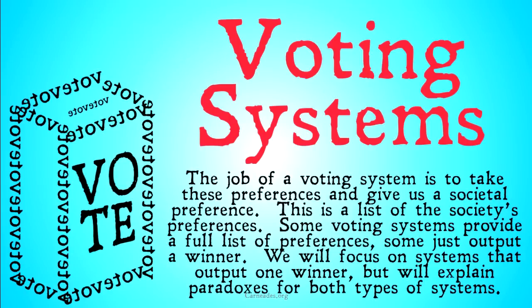Now, voting systems. The job of a voting system is to take all of those preferences and give us a societal preference. So to look at all those different preferences and then give us a similar list ranked 1, 2, 3, 4 of what the society as a whole prefers. And that's the society's preferences. Now, some voting systems are going to provide a full list of preferences and some will just output one winner. We're going to focus on the systems that output one winner because those are the systems that are used in most elections around the world. But we'll explain paradoxes for both types of systems.